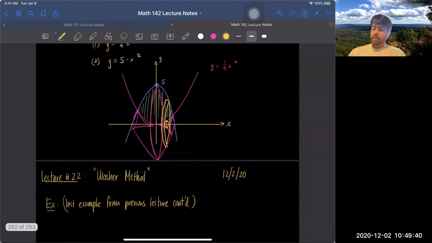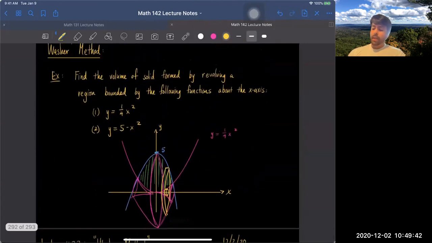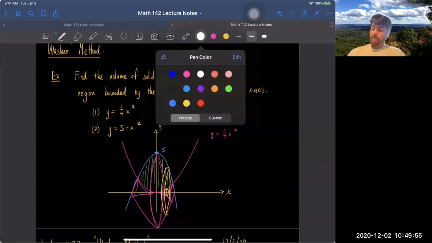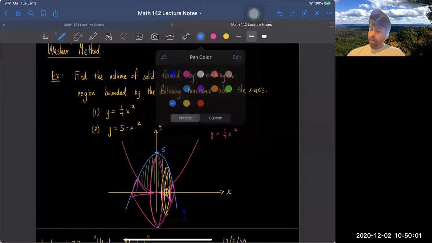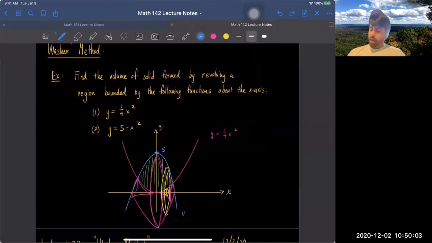So we're looking at our previous example here, and remember we were given two functions. We were given a parabolic function that was this pink one here, 1/4 x squared, and then we're given the blue one. And the blue one was y equals 5 minus x squared.